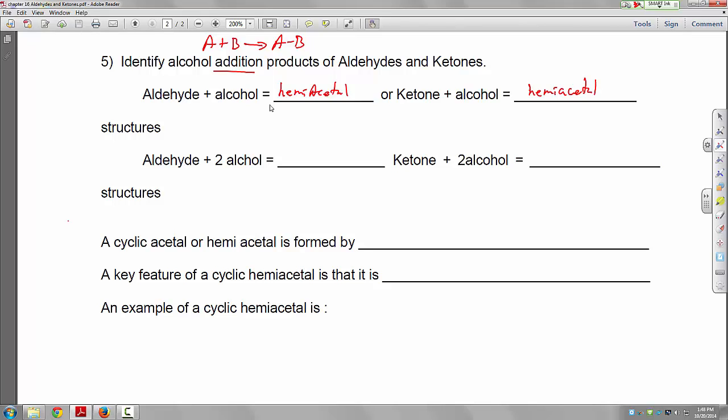Let's look at the structures for these guys. So a hemiacetal, we'll start with propanal, and we'll have the alcohol methanol. Okay, and they combine, and notice now, this carbon 3 here in the end was the carbonyl carbon. So maybe I'll put a little star here. That was our carbonyl carbon.